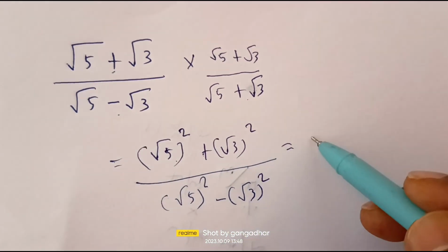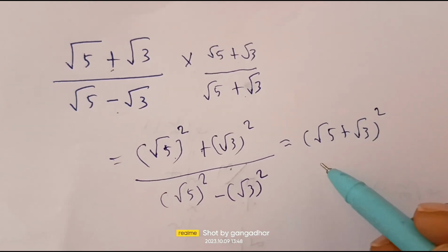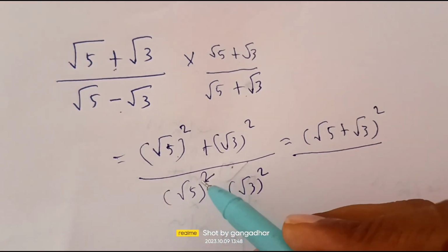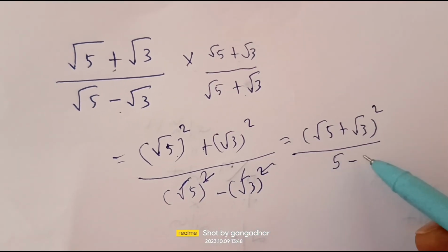Root 5 whole square plus root 3 whole square, we can write it as root 5 plus root 3 whole square, divided by 2, and root cancel, 5 remains, 5 minus 3.